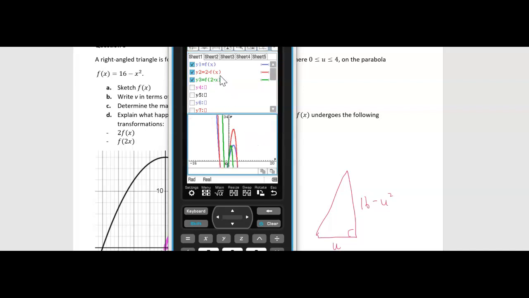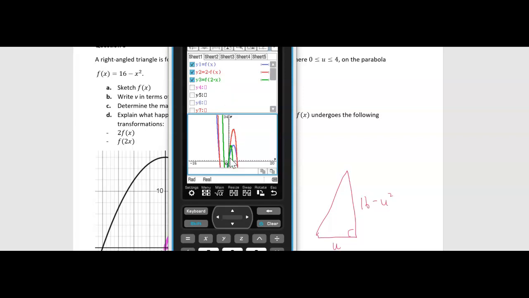I'm sorry, I can't make this bigger. The blue is our original one. What happens with the red one is we've got a dilation from the x-axis by a factor of 2. That means the height of the triangle has increased, but the width has stayed the same. So with your height increasing, the area of the triangle is going to get bigger.